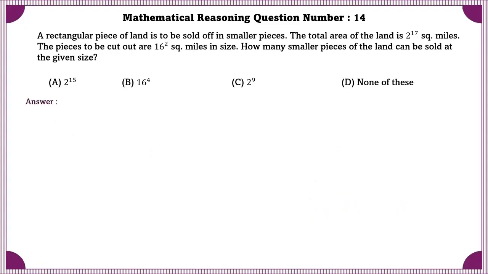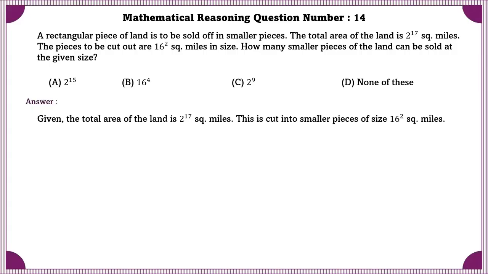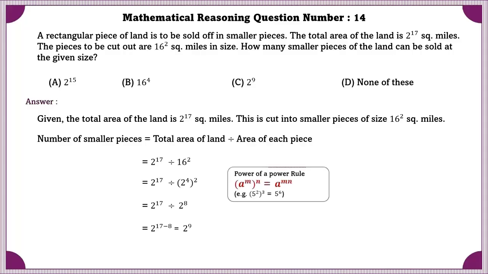Mathematical reasoning question number 14. A rectangular piece of land is to be sold off in smaller pieces. The total area of the land is 2 to the power 17 square miles. The pieces to be cut out are 16 to the power 2 square miles in size. How many smaller pieces of land can be sold at the given size? Now the number of smaller pieces is equal to the total area of the land divided by the area of each piece, which is equal to 2 to the power 9.